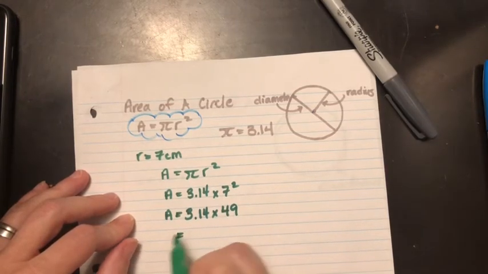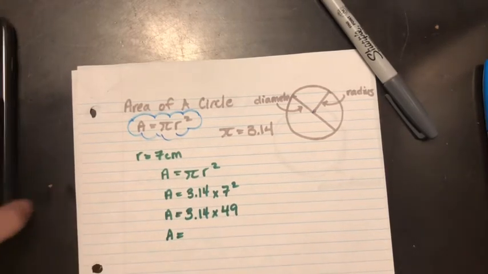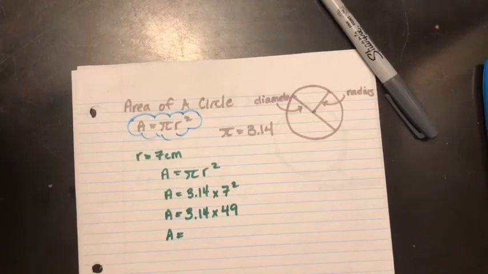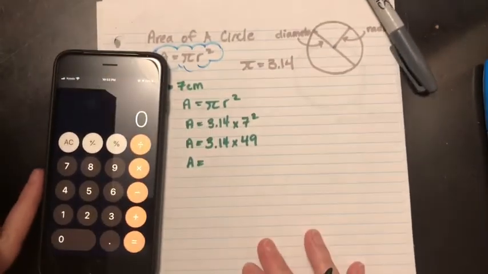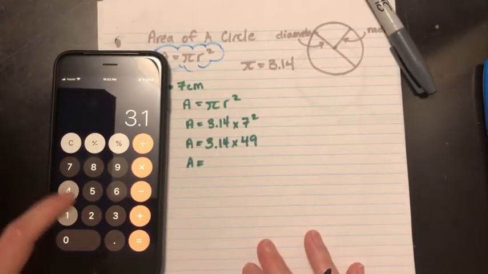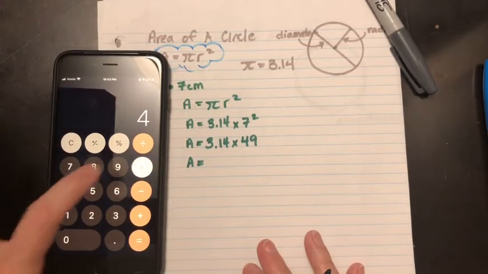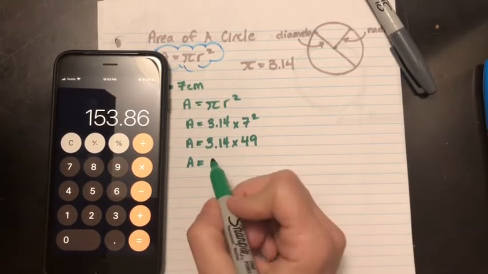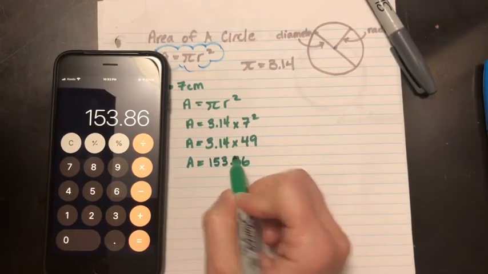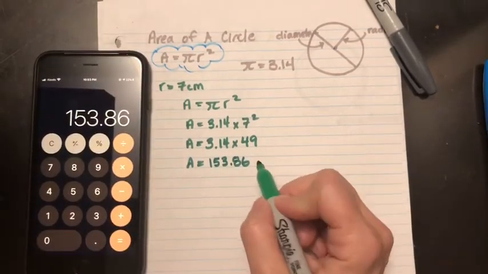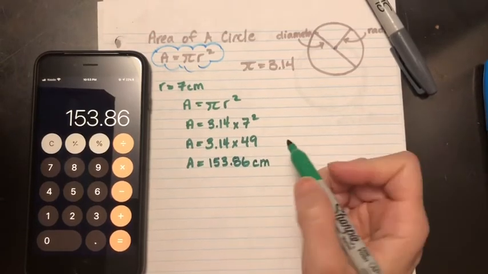Okay, and then the next line of math, I'm going to get out my calculator here. Got to type in my password. All right, here we go. So it's going to be 3.14 multiplied by 49 equals, and I have 153.86. Okay, now if the question's asking me to round to something, then I need to do that as well.